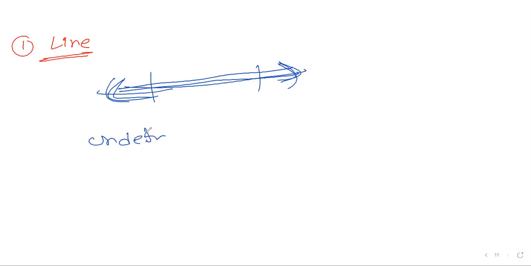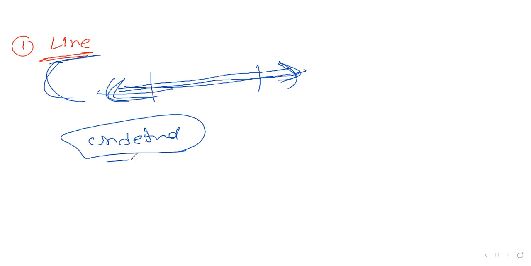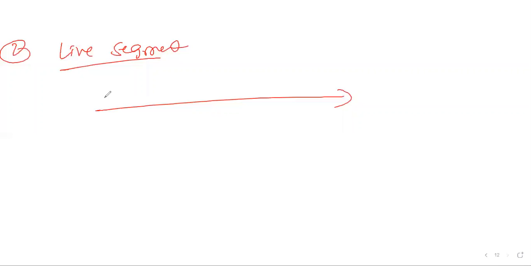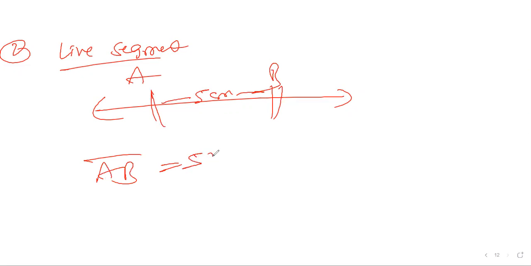Undefined length. If anybody asks what is the length of a line, we cannot say the length. So a line doesn't have a length; it is undefined. Now I'll take the second one, line segment. It is part of a line. Very good. It has a total length, say 5 centimeters. You can take a line segment AB. We can take AB bar is equal to 5 centimeters. A line segment is a defined length. Okay, line segment is clear. Now please tell me what is the third one?